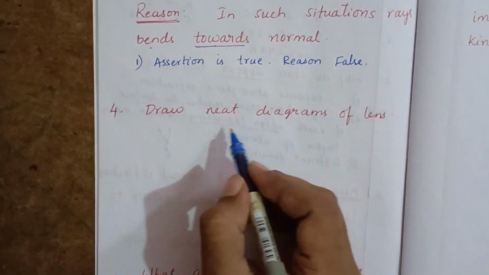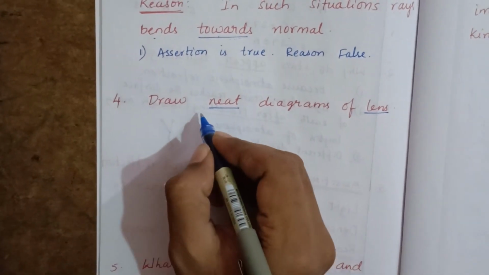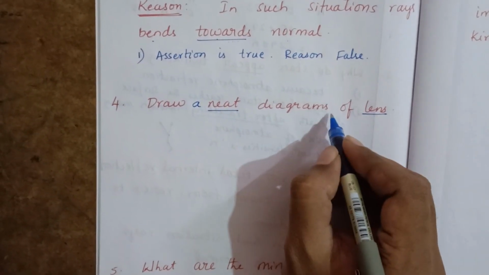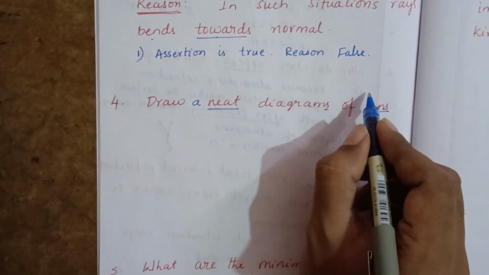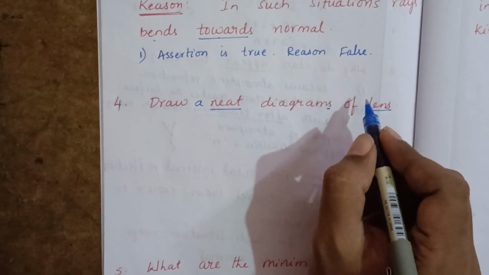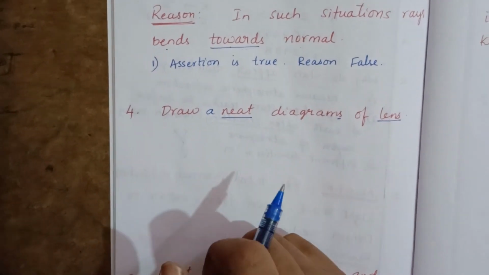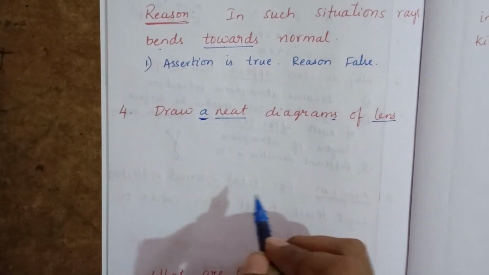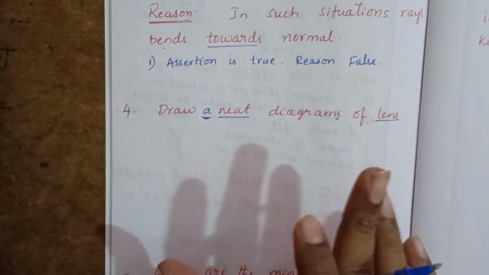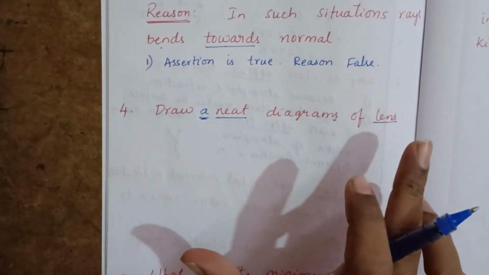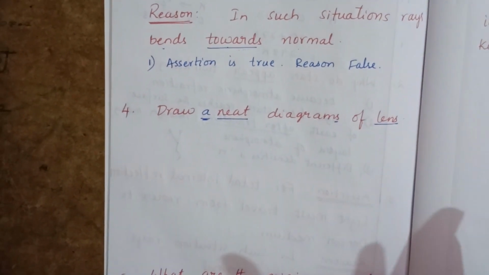Next, draw a neat diagram of a lens. Generally for 1 mark, they will ask to draw a neat diagram of a biconvex lens, biconcave lens, plano-convex, plano-concave, or concavo-convex. Any one of these lenses can be asked in the exam. So instead of one at a time, I will tell you all the diagrams at once. Then with one-time learning, you can answer any type of question.